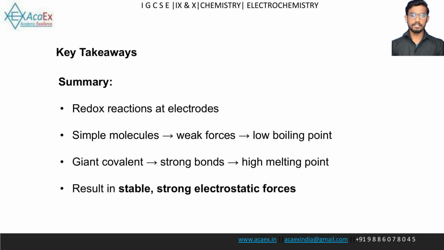Key takeaways. Note: the content on this slide appears to be mostly from a different topic but is extracted here as written in the source document. A key process in electrochemistry is that redox reactions occur at the electrodes. Simple molecules have weak forces between them which leads to low boiling points. Giant covalent structures have strong bonds which leads to high melting points.